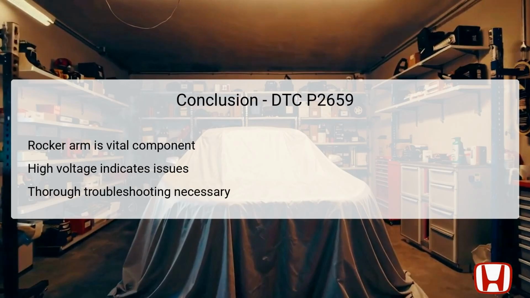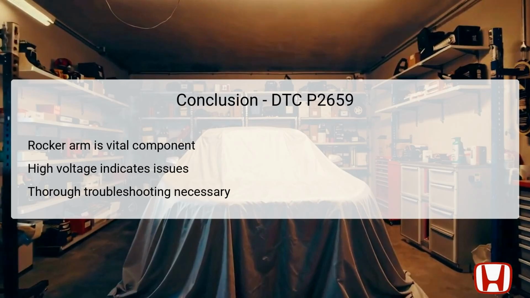In summary, DTC P2659 signifies a high-voltage condition in the rocker arm oil control solenoid A circuit, a vital piece of the engine's variable valve timing system. Understanding the importance of the rocker arm and its role in optimizing engine performance illustrates why timely diagnostics and repairs are crucial for vehicle health.